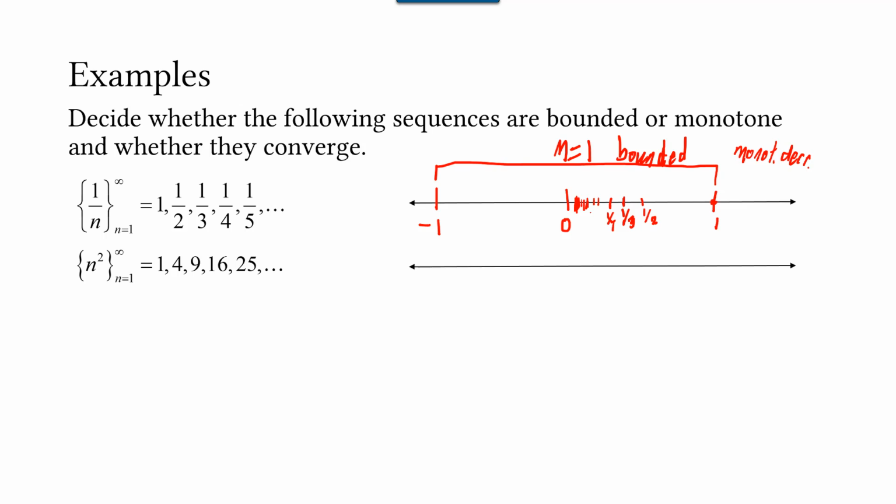Next up, we have the sequence generated by the squares of the natural numbers. If I wanted to plot this on a number line, first term would be 1, second term would be 4, third term would be 9, and then I'm going to start running out of room. So this sequence increases the whole time, so it is monotone increasing.